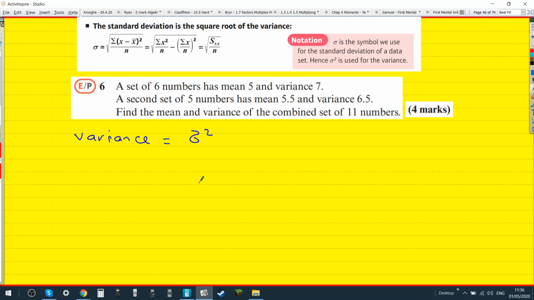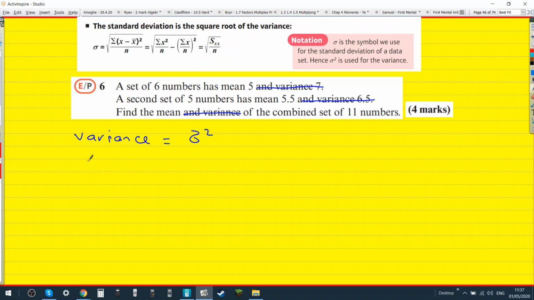I'm a bit confused, I think. Imagine there's no variance. Find the mean of the combined set of 11 numbers. So 6 numbers have a mean of 5. 5 numbers have a mean of 5.5. What is the overall mean of all 11 numbers? How would you do it? 5.5 plus 5 divided by 2. You fell for the trap. You didn't fall for it last time when there was no variance.